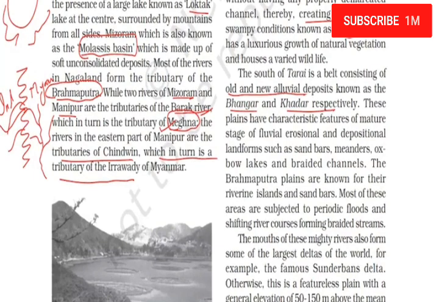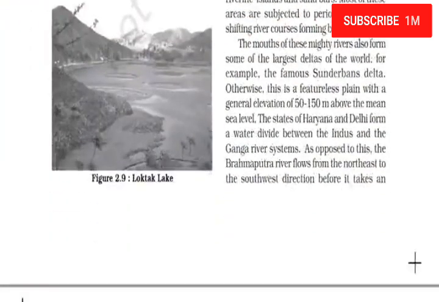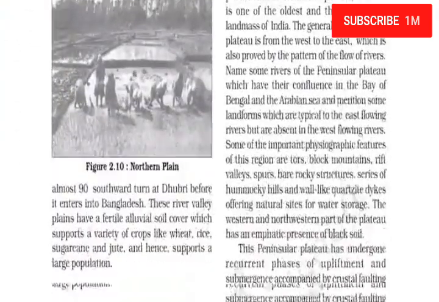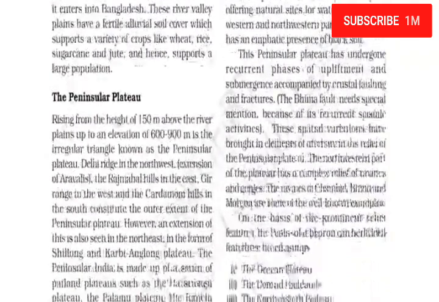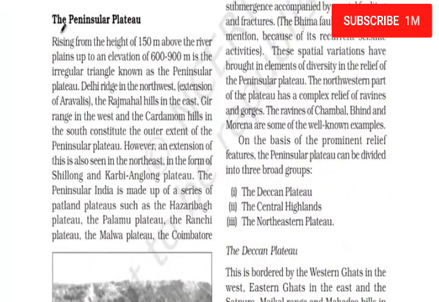And then you have old and new alluvial. Old is Bangar, new is Khadar, and if you have salt in this, you call it Kankar, correct? Usually in this region, river meanders and oxbow lakes are formed, correct? You do not have any feature throughout, is what we usually observe. Then you get the peninsular plateau, which can be divided into Deccan Plateau, Central Highlands and Northeastern Plateau.